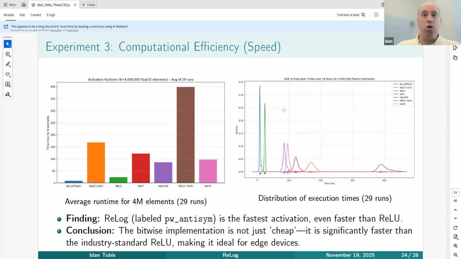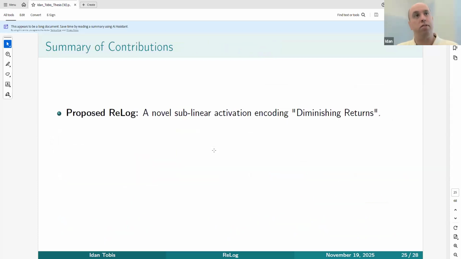Okay. The conclusion we have is that the bitwise implementation is not just cheap; it is significantly faster than the industry standard ReLU, making it ideal for edge devices. This would be a very small difference if you're running this on a GPU or on a CPU for training. But when you're inferencing on an edge device, let's say you have a quadcopter or some robot, and your CPU is not that strong, every microsecond counts. So this would be important for edge devices.